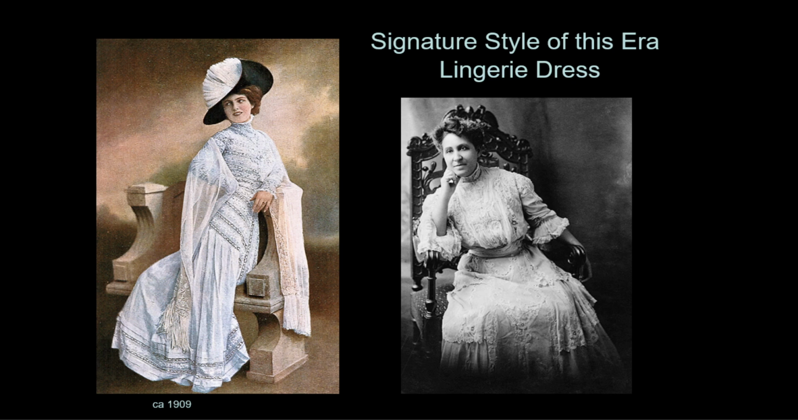The signature look of the late Belle Epoch during the S-curve era will be garments made of delicate fabrics and trims called lingerie dresses, because the delicate work that used to be exclusively on underwear will migrate outward. This is another example of underwear becoming outerwear. The work was so fine it could not remain hidden inside.